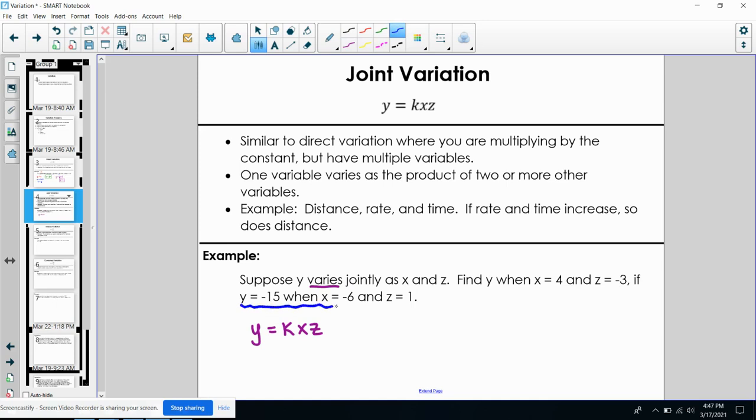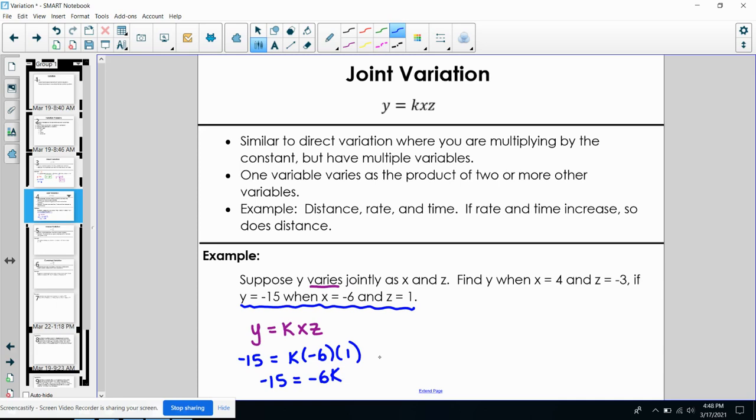We want to find y when x is equal to 4 and z is equal to -3 if this. So this is where we're starting. When we want to solve for k, we have to have all the other variables accounted for. The only variable that we're solving for now is the k. So we can't use this initial information here because they're only telling us x and z. We have to use the condition where they tell us all three. So y is going to be -15, k we're going to leave as k, x is going to be -6, z is going to be 1. So I'm going to get negative 15 equals negative 6k.